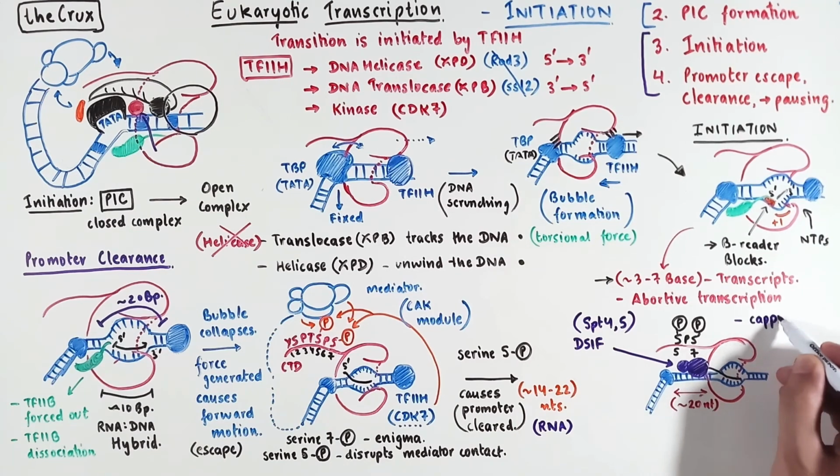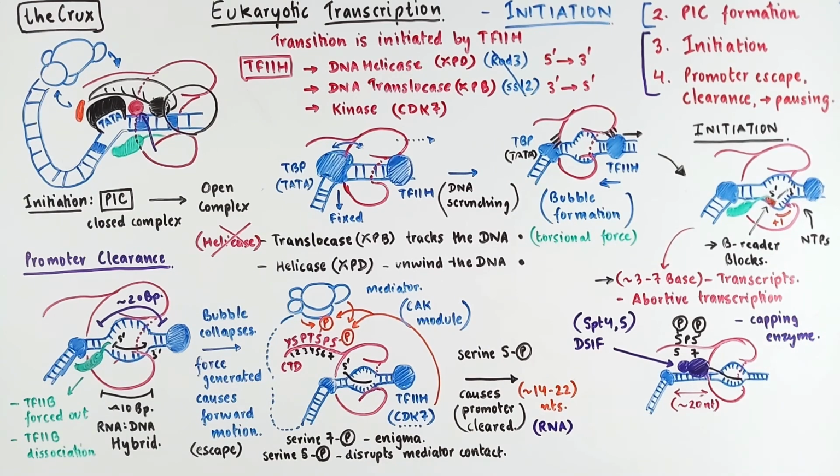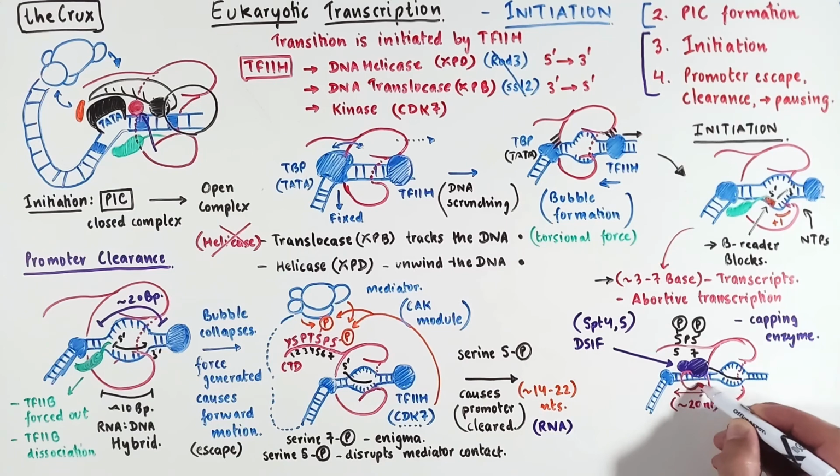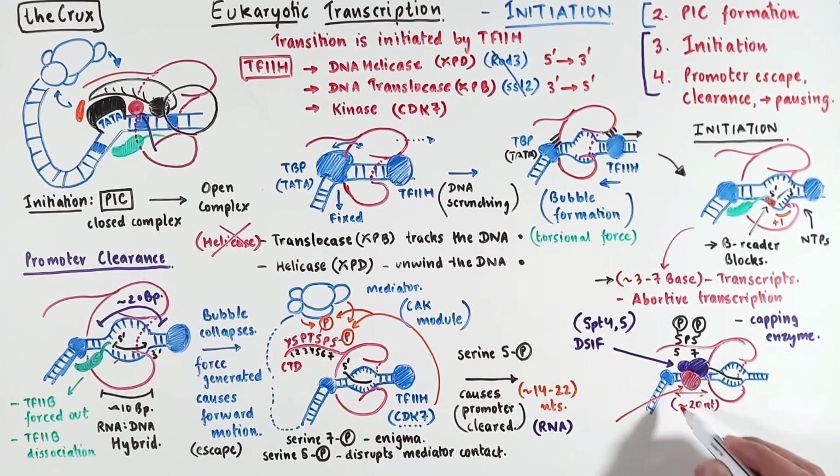Now, DSIF serves two very important functions. First is that it recruits capping enzymes, which modify the 5' end of the RNA, which improves the stability of the RNA. Second is that it recruits NELF, which stands for negative elongation factor. NELF, as the name implies, freezes the RNA polymerase. This freezing locks the RNA-DNA hybrid conformation in the RNA polymerase. So now it becomes difficult for the RNA polymerase to move forward. Essentially, it becomes paused. But this pausing gives time for the capping enzymes to do their job. So this pausing really has an important function in making the RNA stable via these 5' capping modifications.